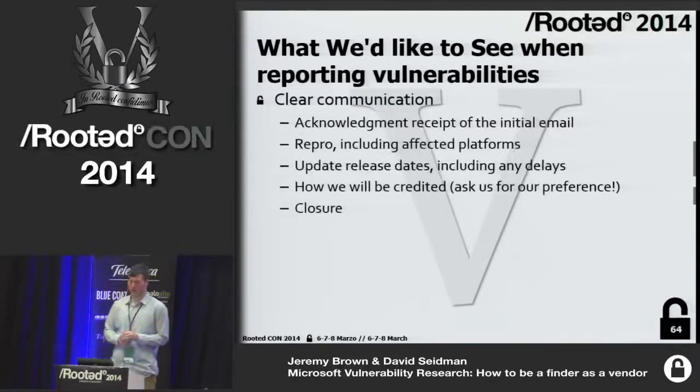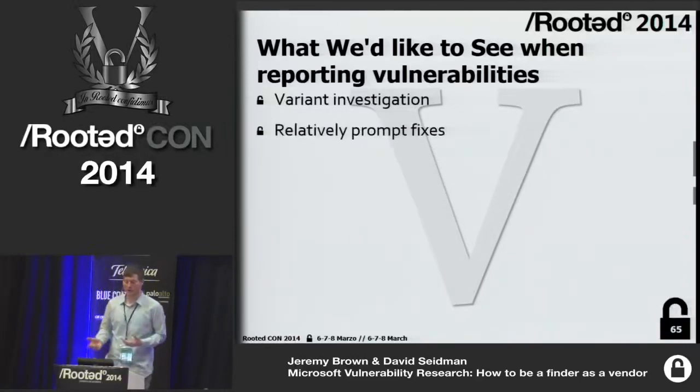Clear communication, acknowledgement would be nice when you send the advisory or the bug to the company. Acknowledgement that you got the email, that you've tested on the different platforms, any release dates. Hopefully the company has some plan for what they're going to do with this bug and is able to share it and be transparent about that. Variant investigation, relatively prompt fixes. Like I said, it goes back to the company's resources, bureaucracy, for example. But these would all be good things that could be improved on when we're submitting bugs, both from the finders and the vendors.